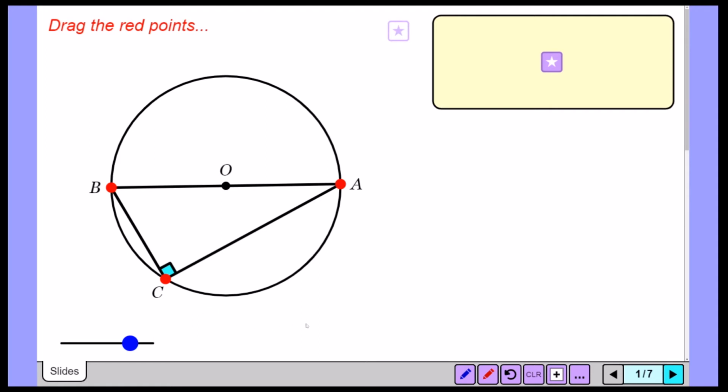There's a few things that you need to notice. First of all, this line AB is always the diameter of your circle, and the angle opposite it, which in this case is C, will always be a right angle. We can therefore say the angle in a semicircle is always a right angle.